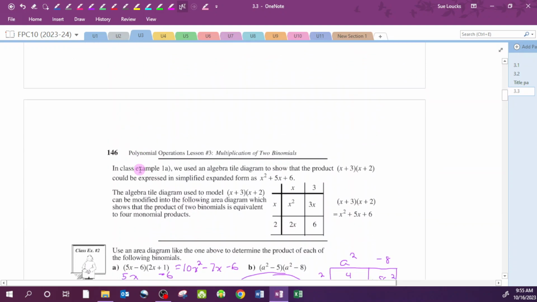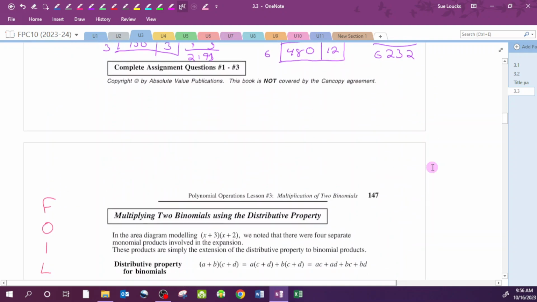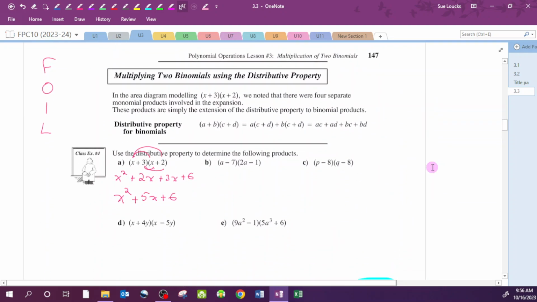And then there was an example here. We did actually the same thing using the rectangle diagram, where we've got x plus 3 and x plus 2. We've got x squared, there's the 3x, there's the 2x, there's the 6. And then we added together the like terms, the 3x and the 2x, to get the 5x. Okay, so it's the same thing. But the algebra tiles and so on are really helpful when you're learning to make sense of this, but you're not going to draw those out when you're doing higher level maths, where this just becomes an absolute tool that you use all the time.